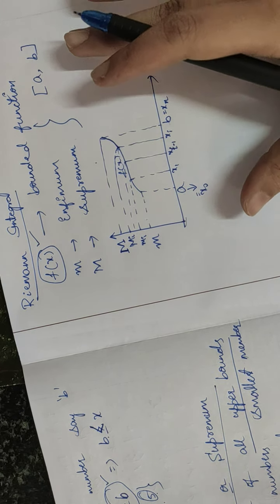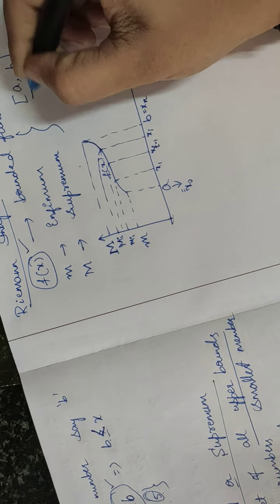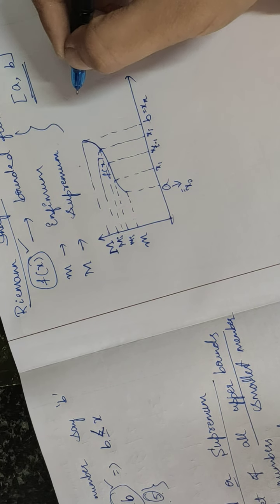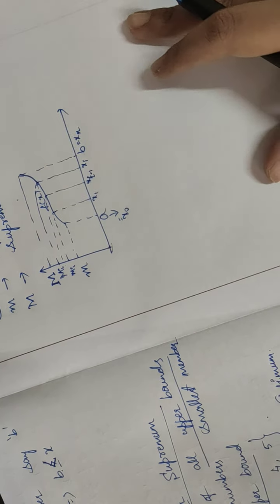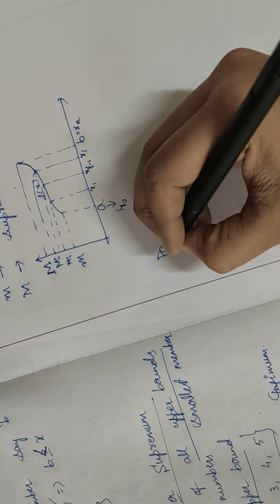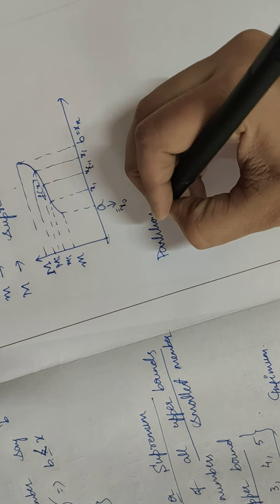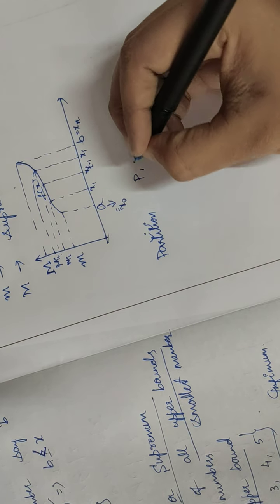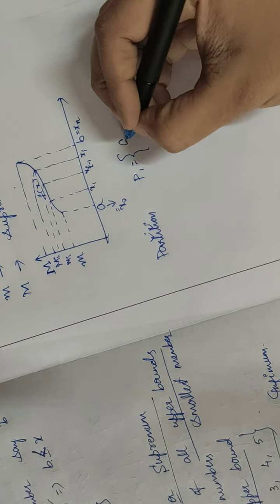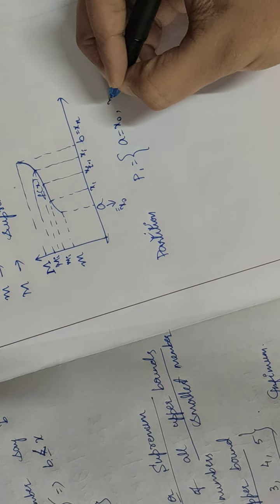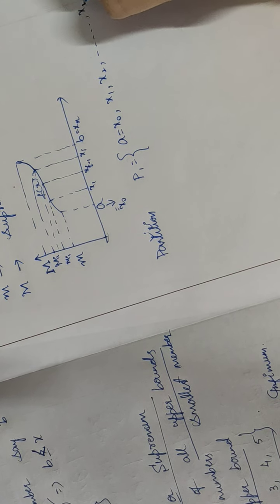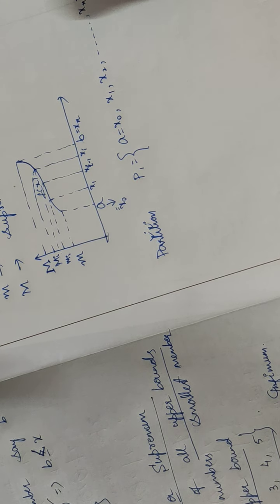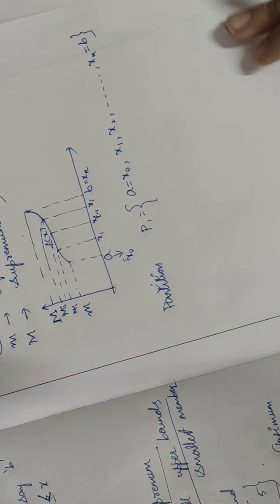So now we have subintervals of the interval a comma b. That means we are dividing our interval into n subintervals. So I can write a partition P1 as a is equal to x0, x1, x2, so on up to xn, and this xn point is equal to b.